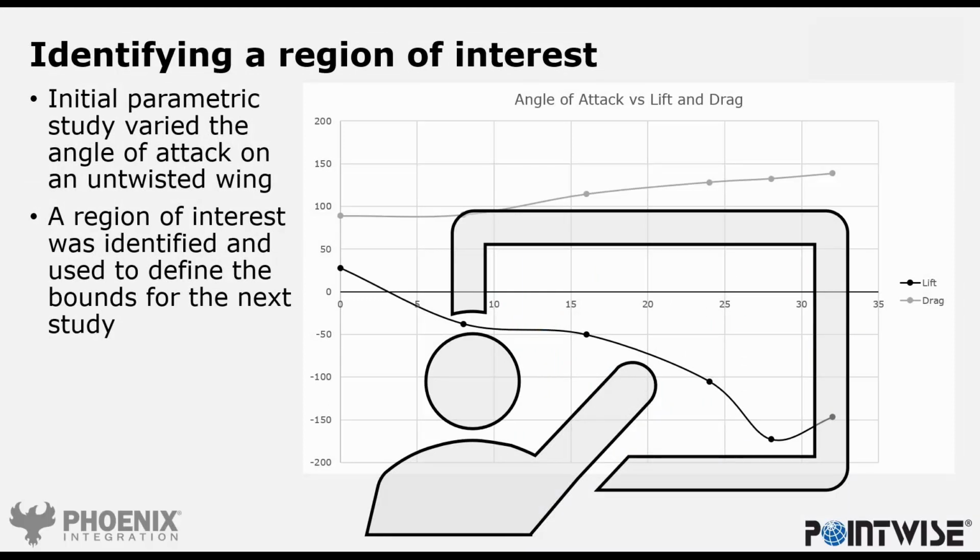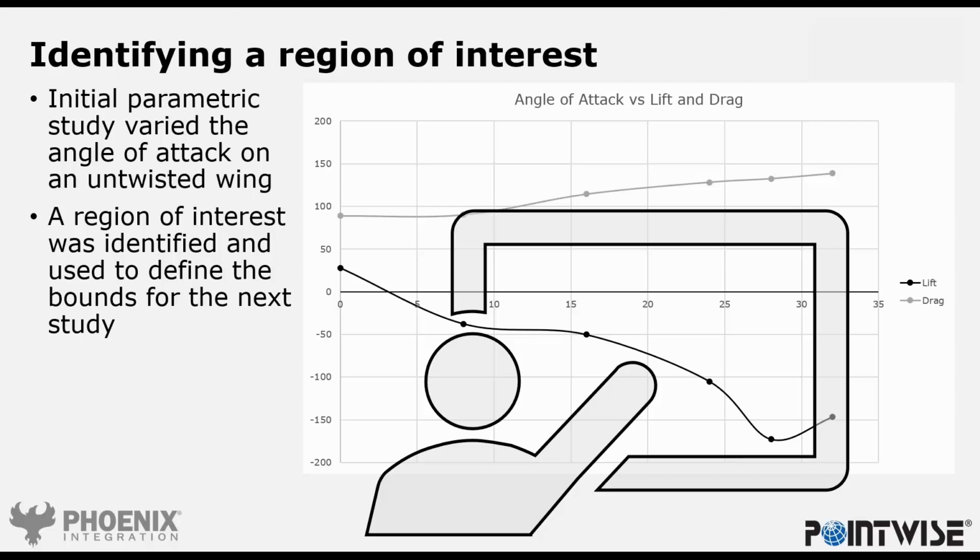Still, with 3 laptops, I was heavily resource constrained, so I had to figure out how to solve this with as few evaluations as possible. So the first thing I did is I ran a parametric study on an untwisted wing, varying just the angle of attack. This allowed me to identify a region of interest around which I then varied the tip and root angle individually to see how that affects the airflow.